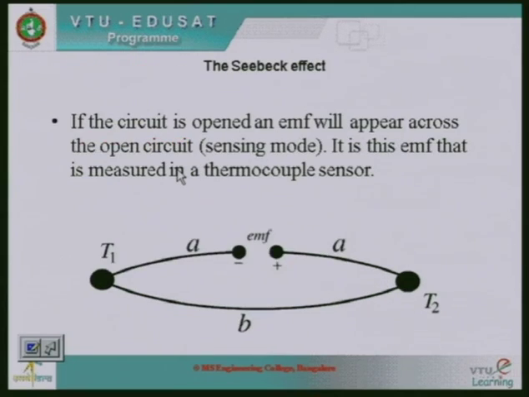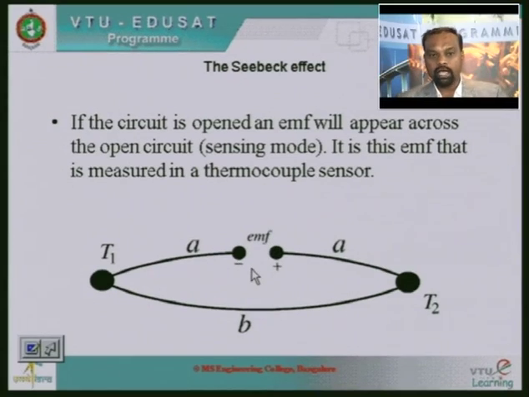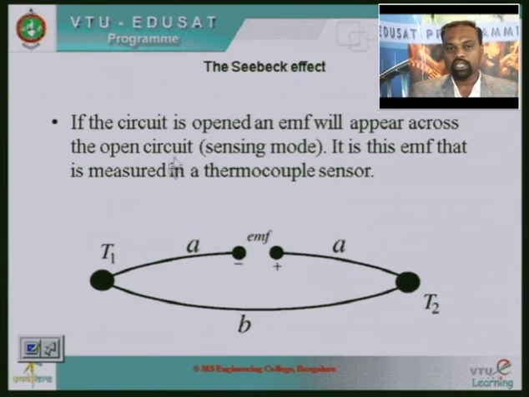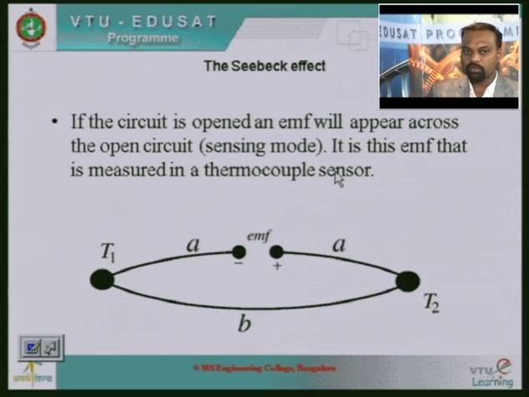Now, because of these two nodes at two different temperatures, if I open one part of the loop and make it an open circuit, an EMF is going to be generated, and that EMF can be measured. This EMF that we get at this point is a measure of the temperatures across these two nodes. If the circuit is opened, an EMF will appear across the open circuit. It is this EMF that is measured in a thermocouple sensor. So we are now talking about a concept called thermocouple.